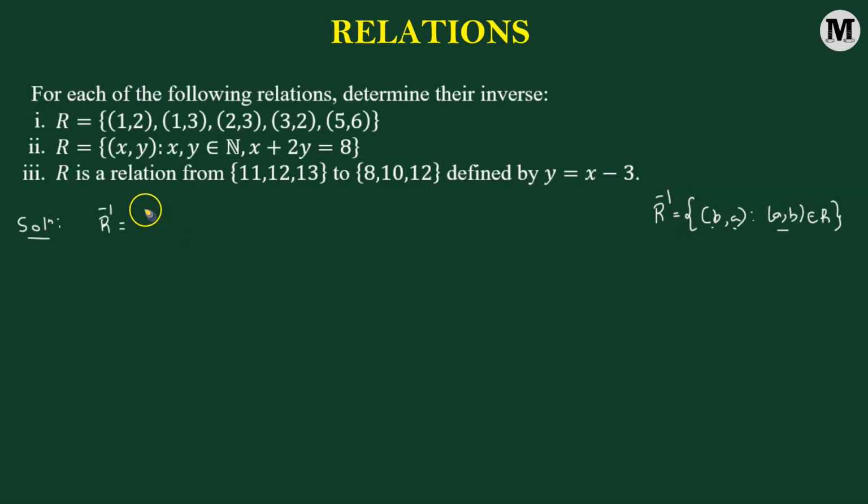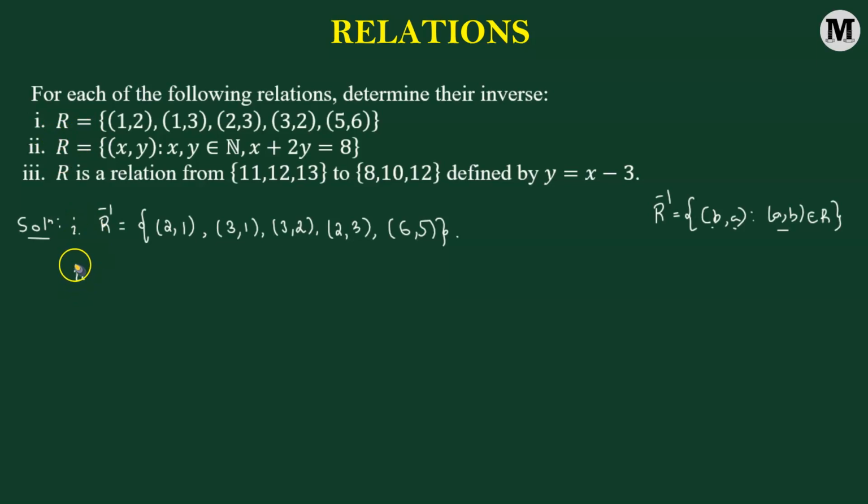So in other words, all we have to do is consider the first ordered pair, which is (1, 2). So we will interchange the position of the elements to get (2, 1). The next element is going to be (3, 1). Next will become (3, 2). Then we have (3, 2), so that becomes (2, 3). And then we have (5, 6), which is going to become (6, 5). This is as simple as that. So we have obtained the inverse of the relation for 1.